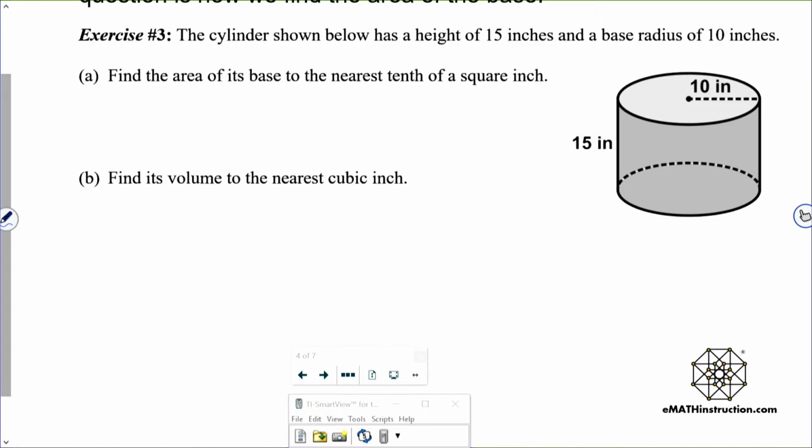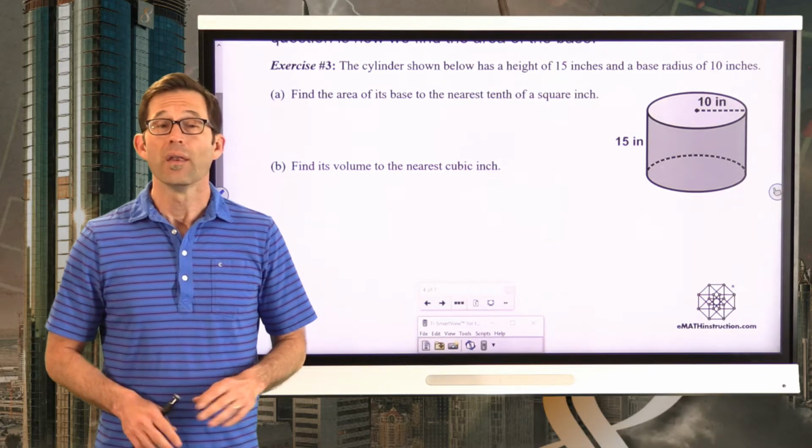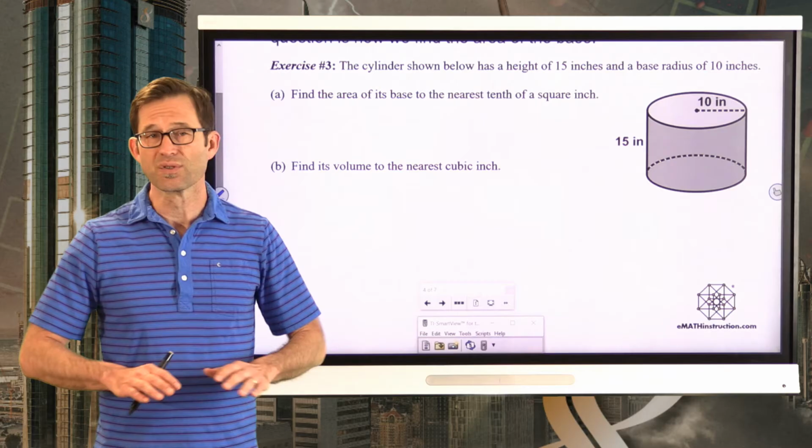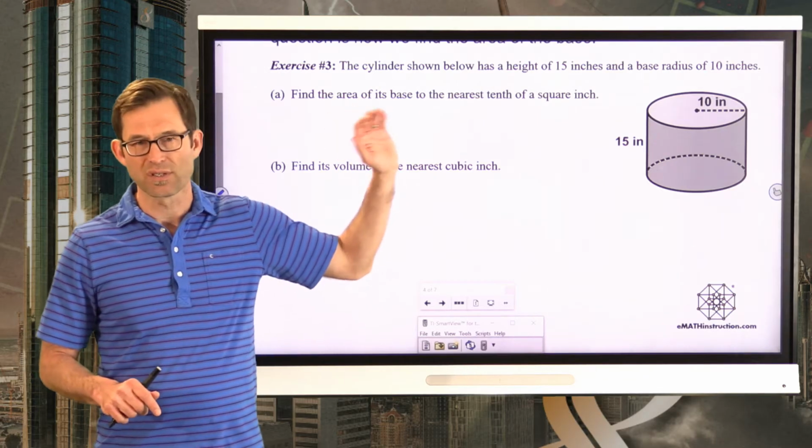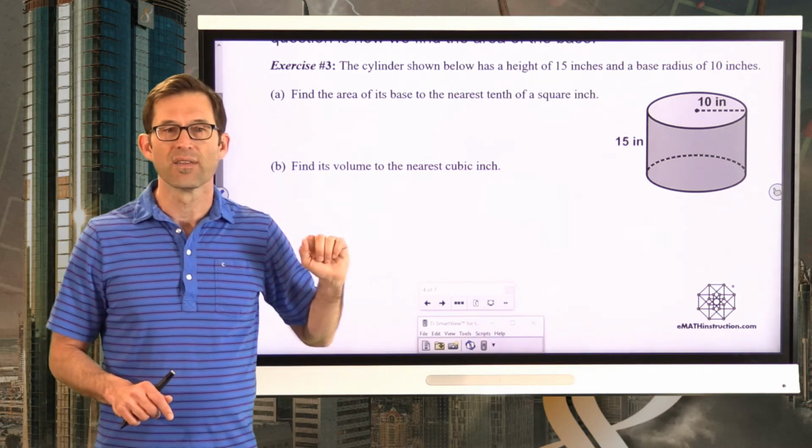The cylinder shown below has a height of 15 inches and a base radius of 10 inches. Letter A, find the area of the base to the nearest tenth of a square inch. And letter B, find the volume to the nearest cubic inch. Now normally we just want to be able to find the volumes all at once, but we're going to do it in stages. Let's get the area, then let's get the volume.